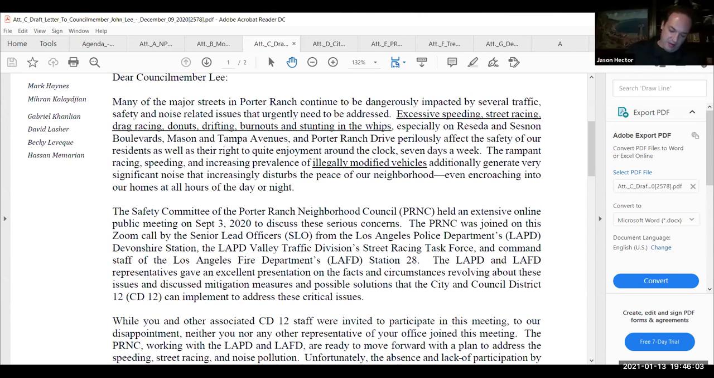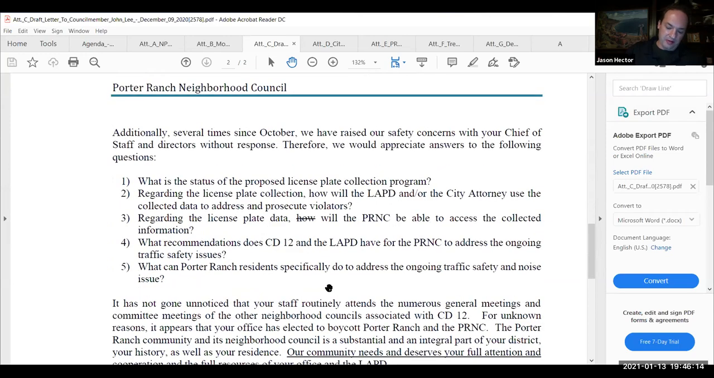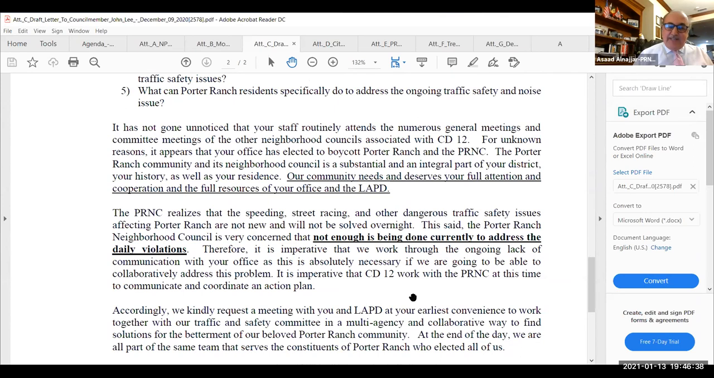The 7th paragraph, if you go 3 paragraphs up from the bottom, it says, "For unknown reasons, it appears that your office has elected to boycott Porter Ranch and the PRNC." I would prefer that to be stricken from the letter, but if you have an email that indicates they said that, that's one thing. Emails, yes, 3 emails. I just haven't seen that they've boycotted us. They haven't attended, but. And I wish they were here today to answer it. That's my comment.